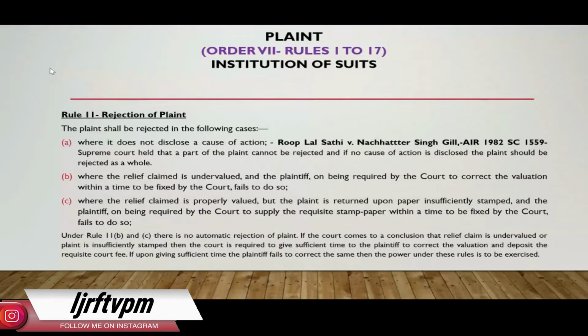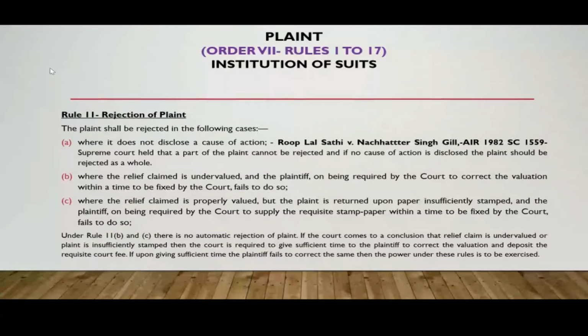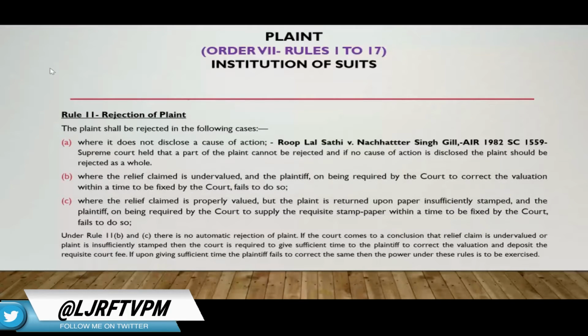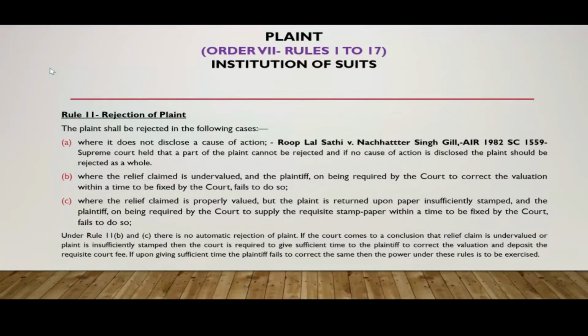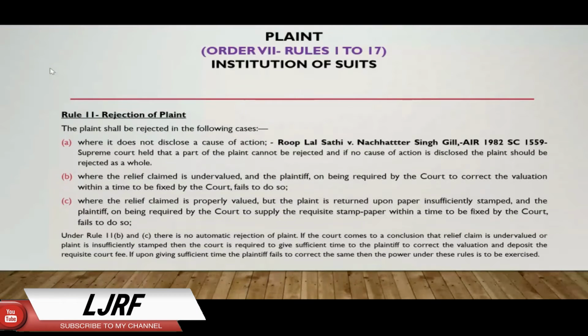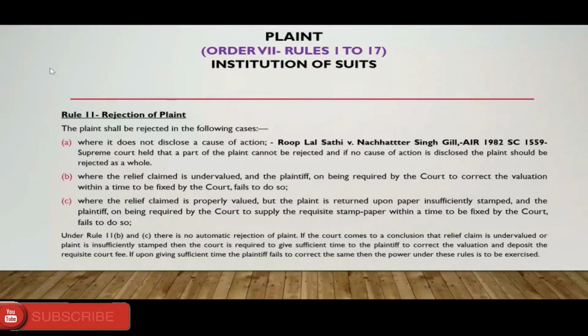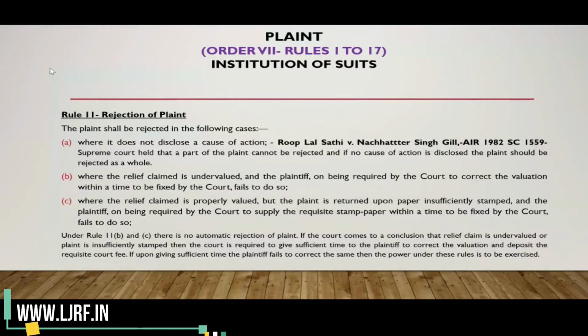Understood? That is, if a plaint has been filed and the cause of action is not stated, can the court reject only a part of the plaint and carry the rest forward? That is the question. No, it cannot be. The entire plaint will be rejected. The plaint should be rejected as a whole, not in part. So if cause of action is not disclosed, the entire plaint will go.